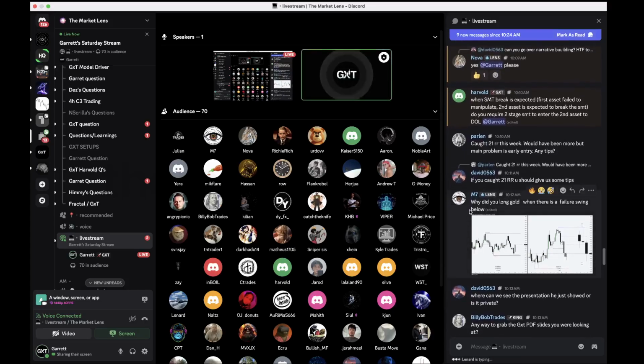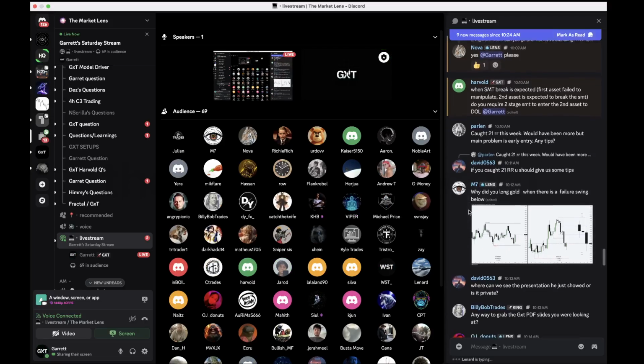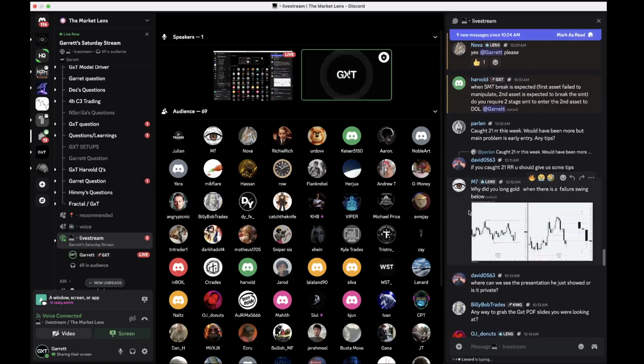Call 21R this week would have been more, but the main problem is early entry. Any tips? Bro, you catch 21R this week, I don't think you need any tips. Early entry, so I will enter early. If I enter early, it's got to be at the invalidation level, where this is the only place to reverse. If I'm going to take my one shot for the day, it's going to be at that level, and that's where I just don't want to get missed.